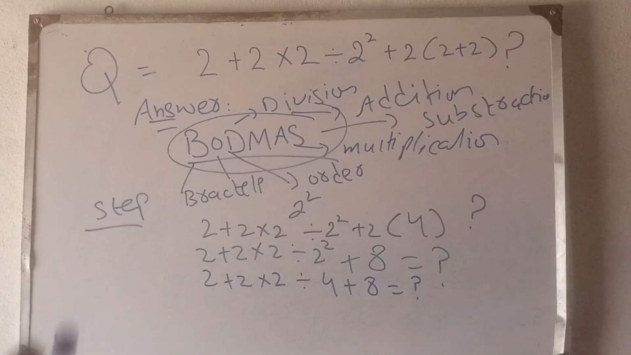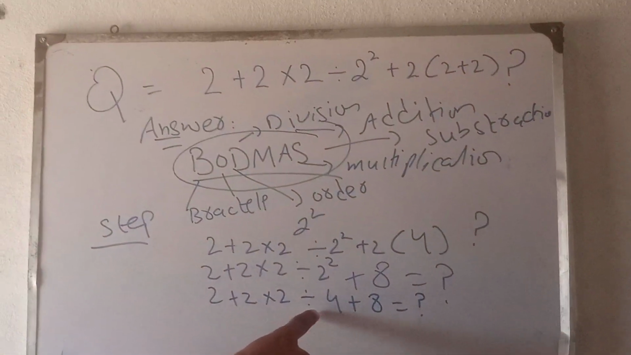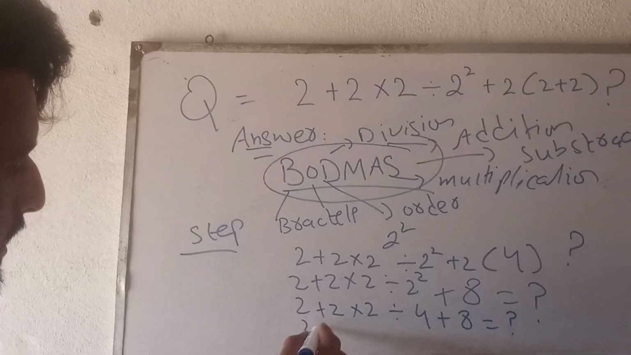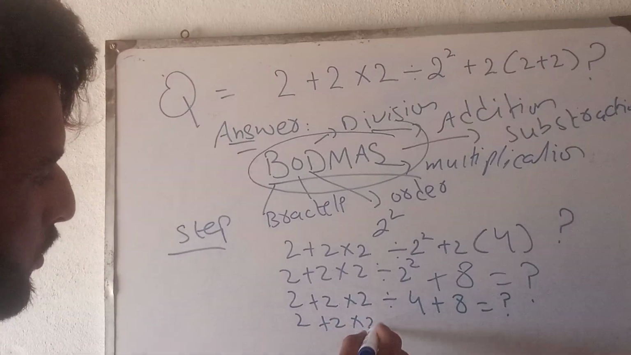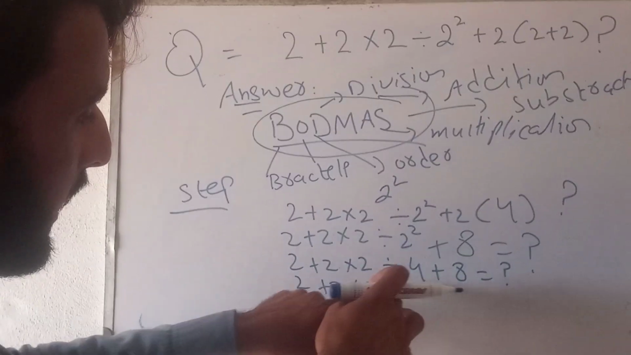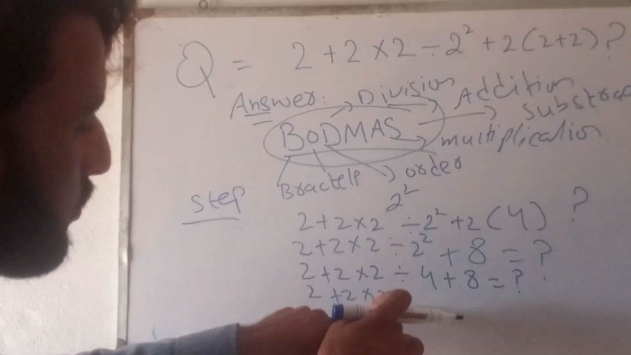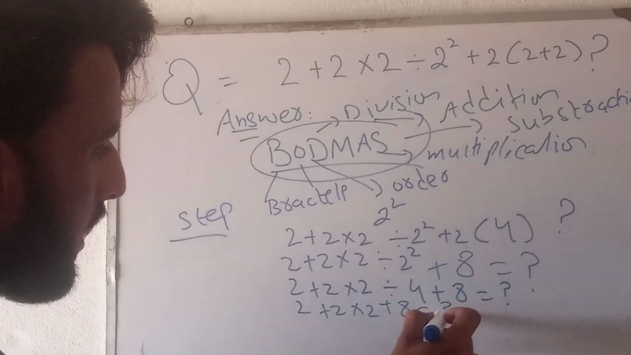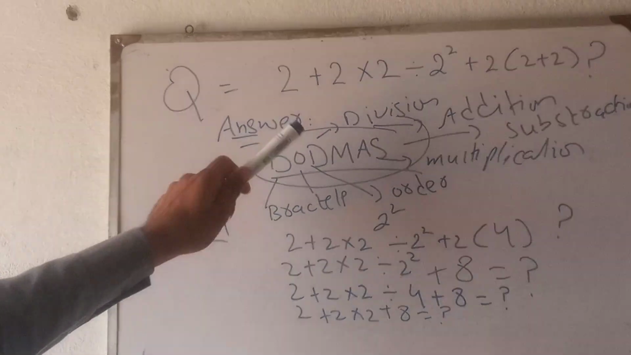Now we will look at the division sign. So here we will find the division sign, and we will solve division first. 2 plus 2 multiplied by 2. Here 4 divided by 2 is equal to 2. That is our answer. Plus 8 is equal to question mark. So here division is over.